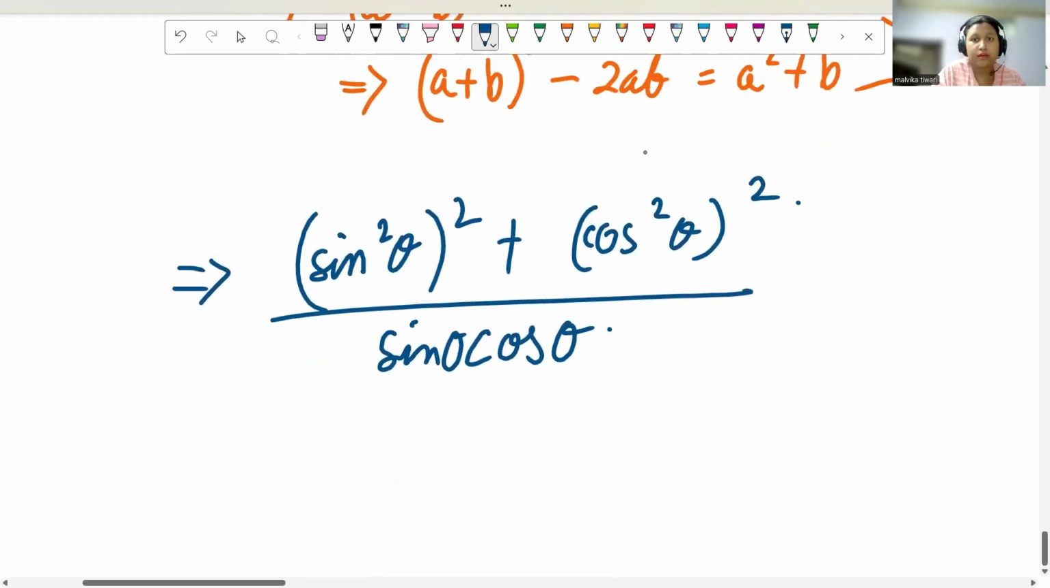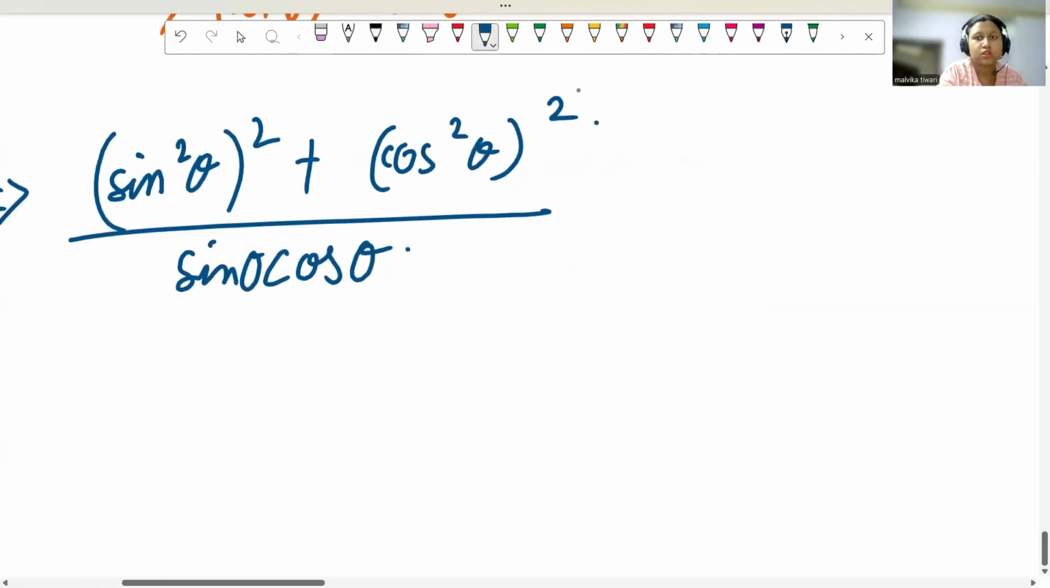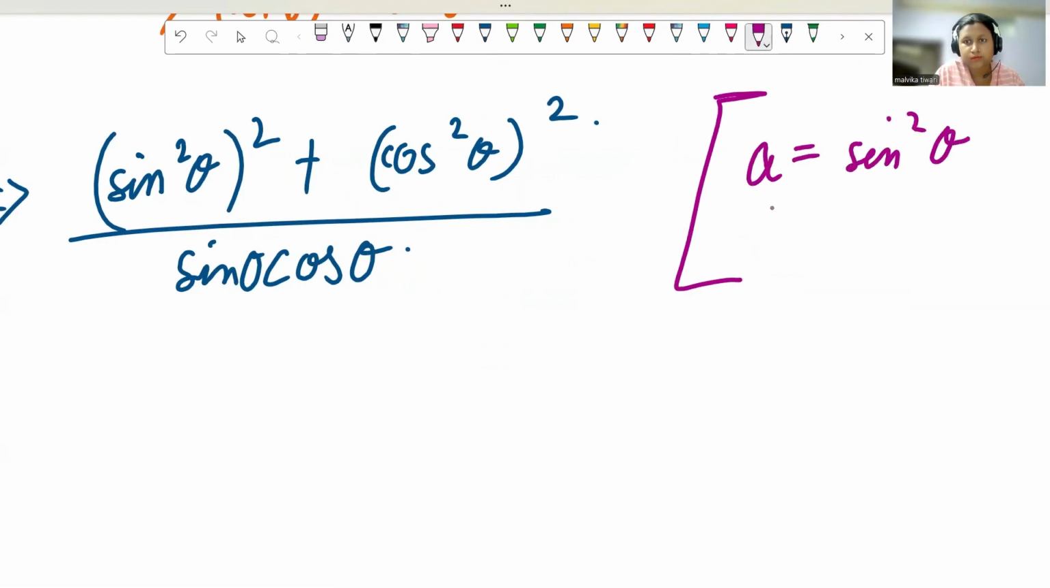Now, we have a square minus b square. We have to write it in this format. Let me write it towards the side. A is equal to sine square theta, and b equals cos square theta. Okay, remember that.